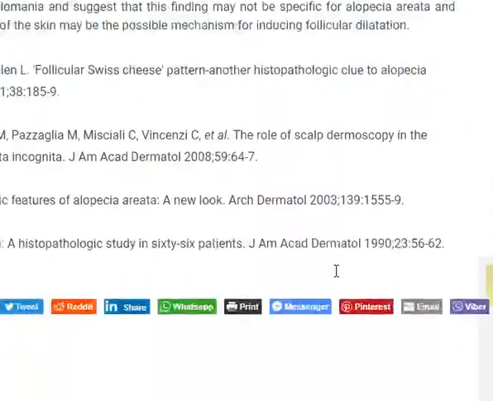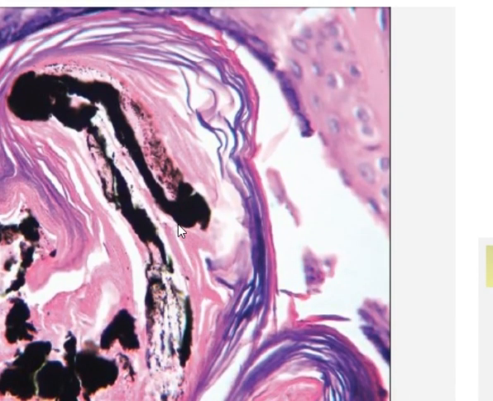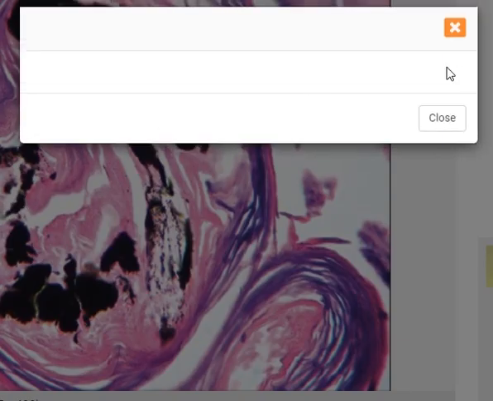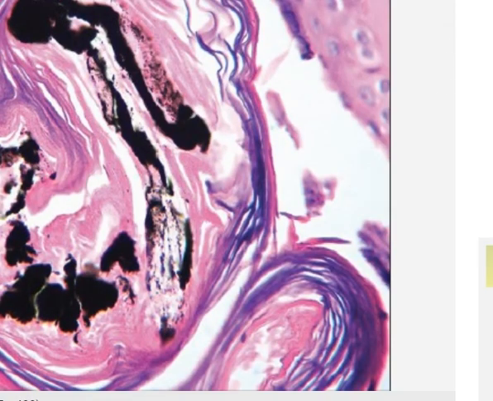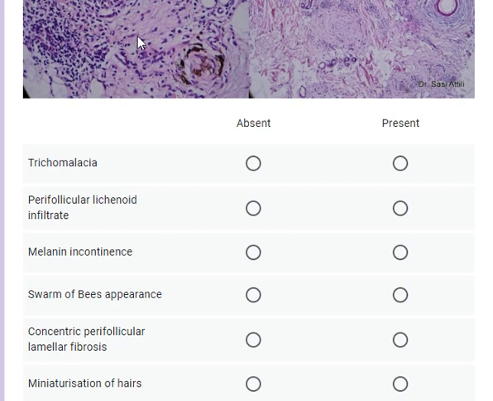Trichomalacia. Let me just see if I can highlight this, enlarge this image. Just give me 1 second. So trichomalacia, you can see this here. The hair follicle is completely distorted. There's hemorrhage within. So this is trichomalacia. But yeah, trichomalacia is not present here. Then, okay, let us go back to the question.